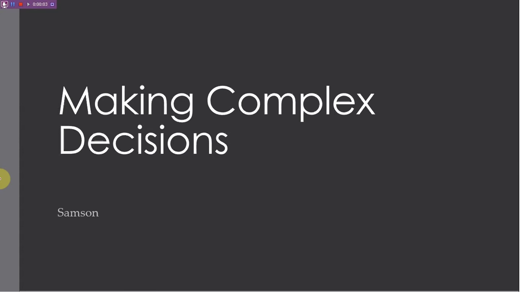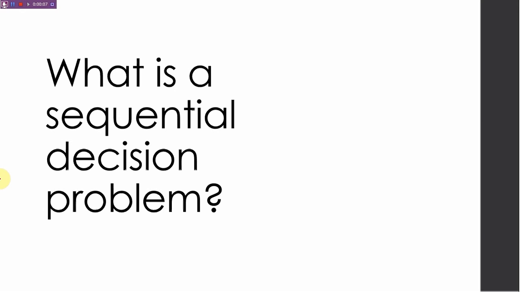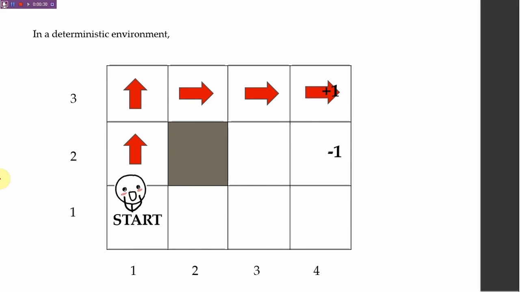Making complex decisions. Sequential decision problems. A sequential decision problem is a problem in which the agent's utility depends on a sequence of decisions. Suppose we have an agent situated in a 4 by 3 area with given moves up, left, right, and down. In a deterministic environment, with a move up, up, right, right, right, the agent will get into a terminal state.